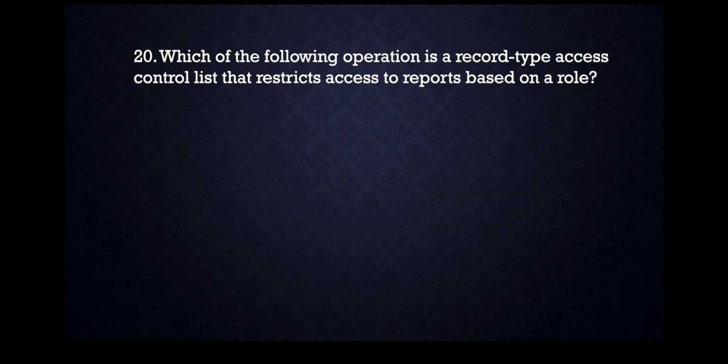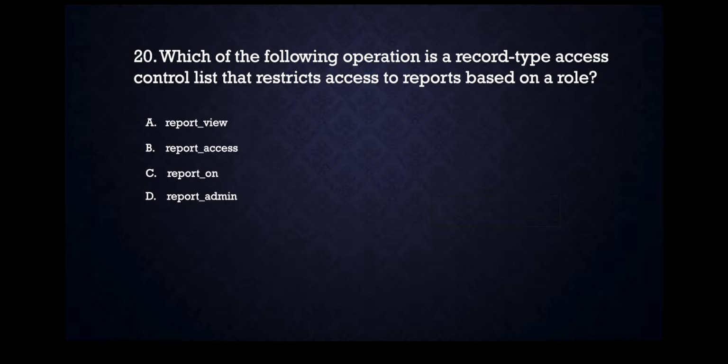Which of the following operation is a record type access control list that restricts access to reports based on a role? So the options are: report underscore view, report underscore access, report underscore on, report underscore admin. Now let's see the correct answer. Report underscore view. Now let's go to the next question.